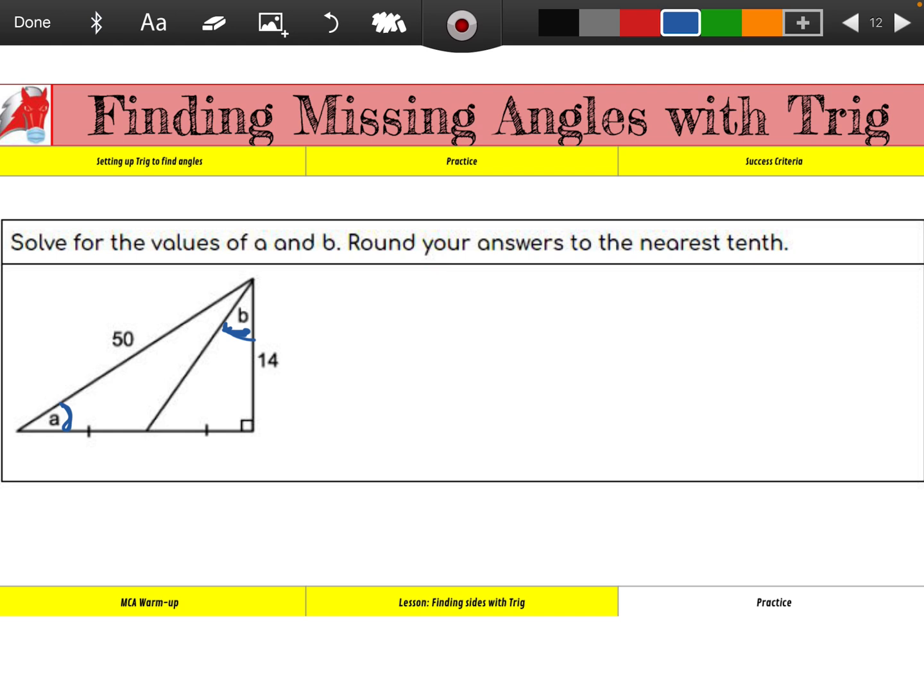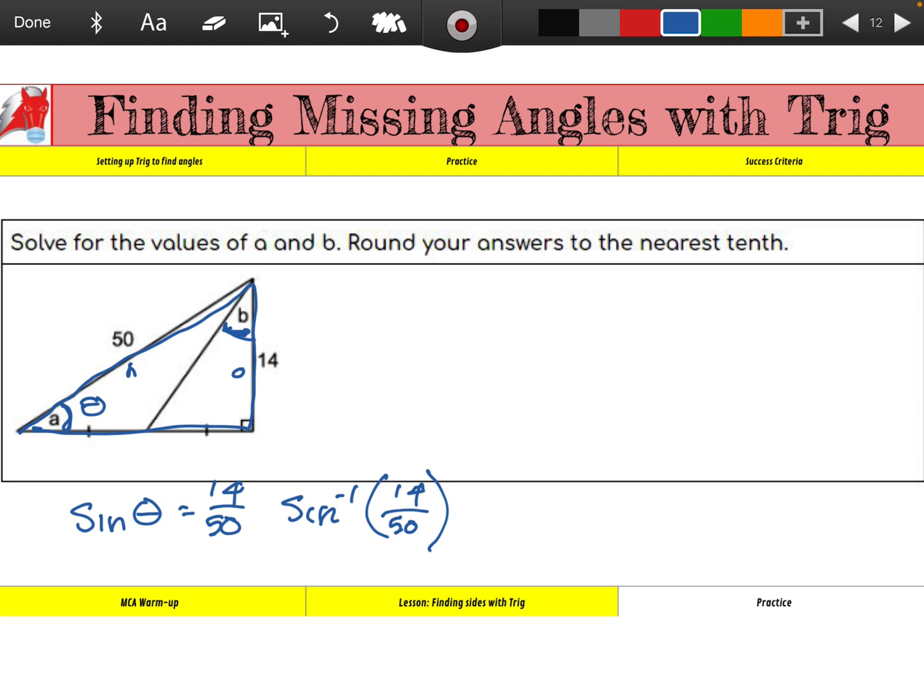Okay. Well, without any work, I can do angle A. Let's call that theta. If I'm going to do angle A, I need to use this whole big triangle, which still has 90 degrees. Here's my opposite and hypotenuse, so that is sine. So sine theta, in my case, is 14 over 50, which makes sense. So I go second sine inverse of 14 over 50. I'm going to call it 16.3 degrees. So there's angle A.